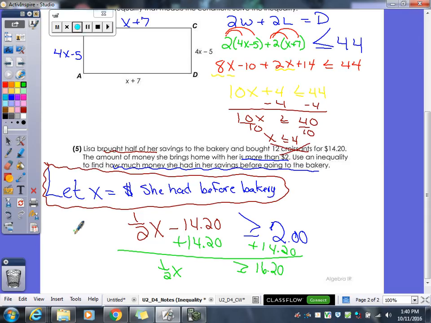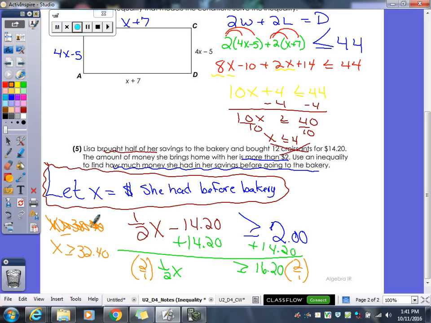And now this is the tricky part. Some of you still struggle with this stuff. How do I get rid of that 1/2 x? Multiply both sides. Very good. By 2/1. So whatever you do to one side, do to the other. It's called multiplying by the reciprocal. So I'm going to just finish it over here. X is greater than or equal to, what's 16.20 times 2? $38.40. Oh, sorry. Yes, you're right. Sorry. Let me write that again. $32.40. Sorry.